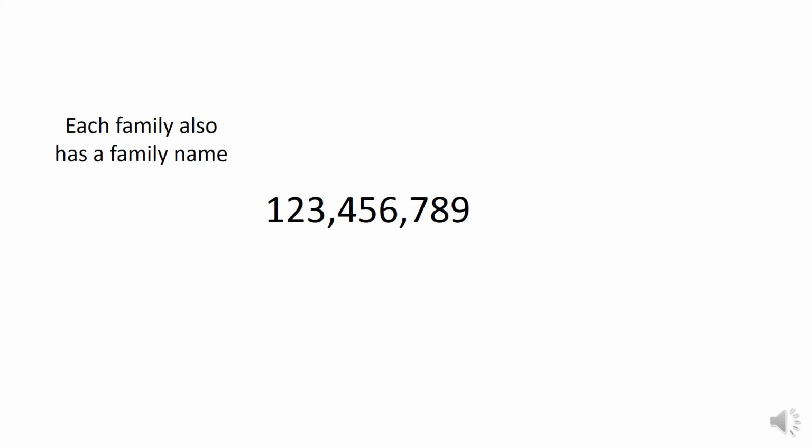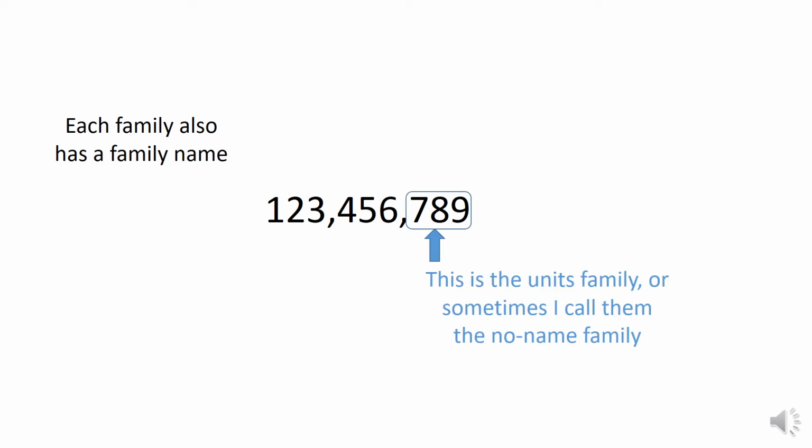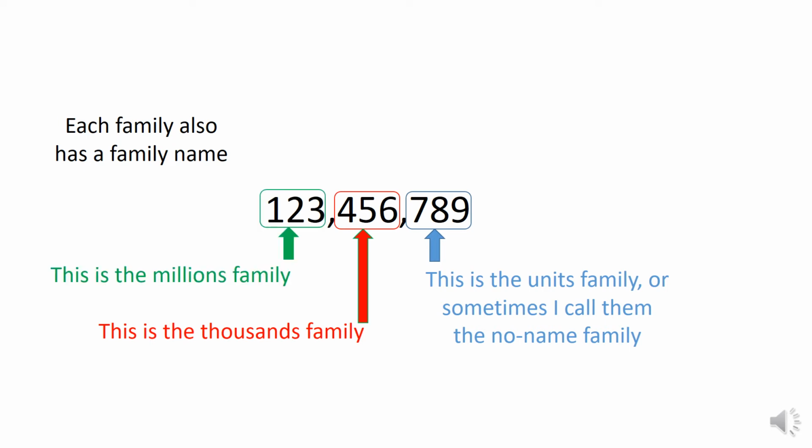Each family also has a family name. This family on the end is the units family, but sometimes I call them the no-name family, which you will see why in a minute. This family is the thousands family, and this family is the millions family. Of course, the families keep going. If we go to the left, it is billions and trillions, but for today, we're just focused on the millions.